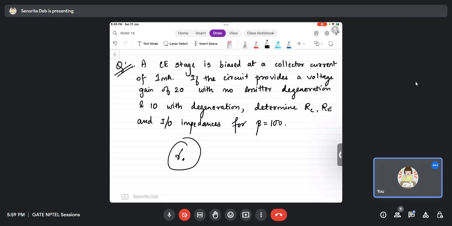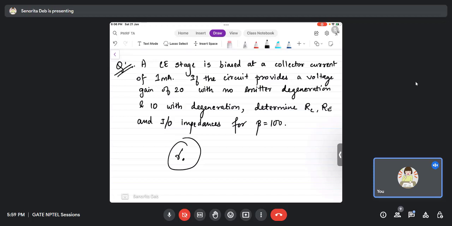Okay. So next class we will see the effect of base resistance, we will see the effect of transistor output resistance, and then we will quickly finish off CBCC. Meanwhile, please solve this problem. Try to solve this problem and see what answers you are getting.